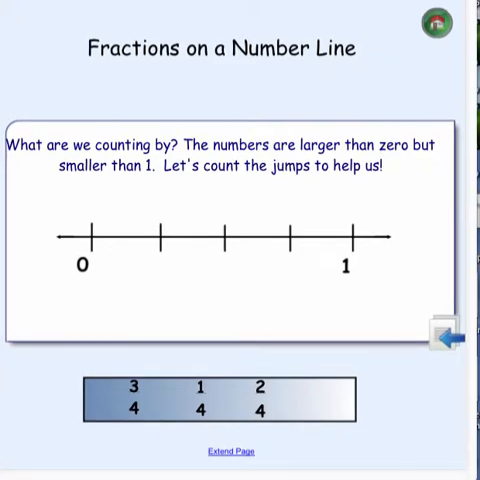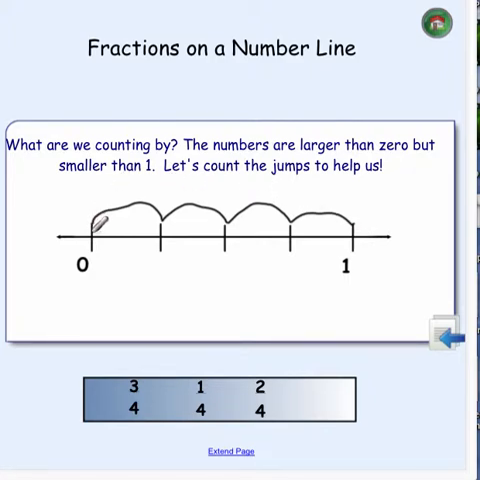Take a look at the number line I have below. It goes from 0 to 1. What are we counting by? The numbers are larger than 0, but smaller than 1. Let's count the jumps to help us figure out what we're counting by. We're going to first figure out how many jumps there are. 1, 2, 3, 4. There are 4 spaces in between 0 and 1.